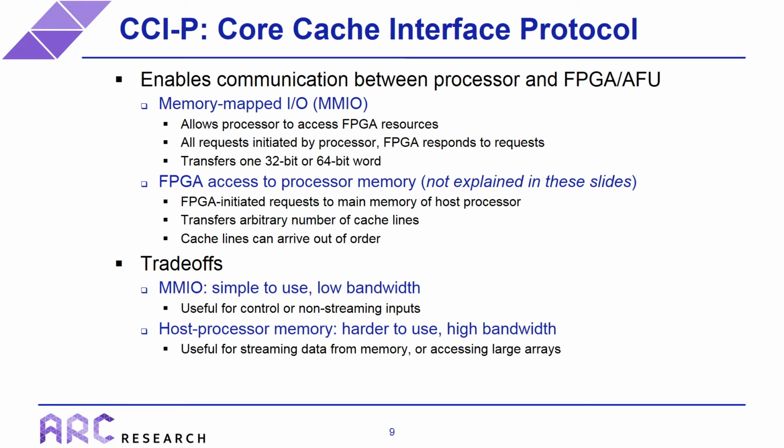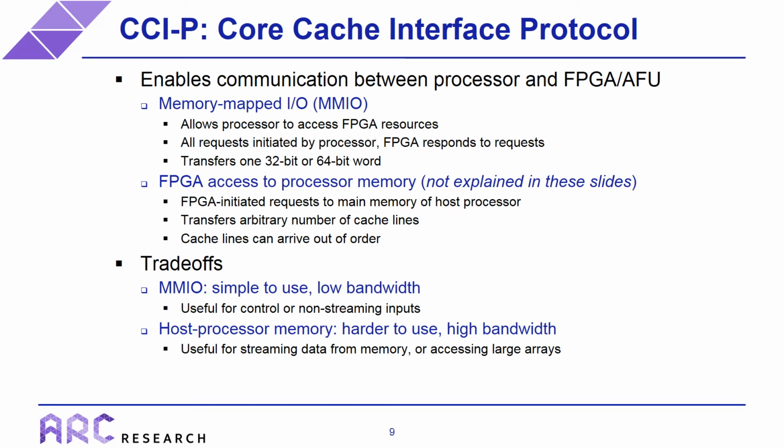All of these requests are initiated by the CPU, so the FPGA just responds to the CPU's requests. And it is capable of supporting both 32-bit transfers and 64-bit transfers. 64-bit transfers have to be implemented for reasons I'll explain shortly. 32-bit transfers are optional, but are possible. So the other form of communication over CCI-P is that the FPGA can directly access the memory of the host processor. I do not explain that in these slides.